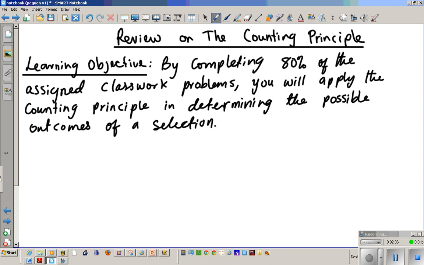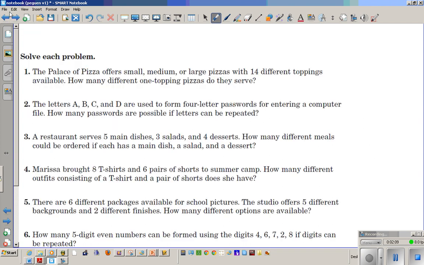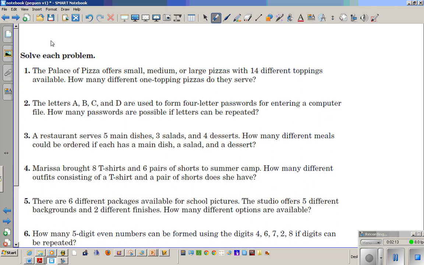Now you have a worksheet that I already handed out to you. So we're going to start by taking a look at number one. It says the pizza place offers small, medium, or large pizzas with four different toppings available. How many different one-topping pizzas do they serve? So, independent or dependent? Are the toppings and the size connected? Absolutely not. This is an independent situation. And what are the possible ways? Well, we can divide them into two categories: the size, because we have three sizes, small, medium, or large, and the toppings.